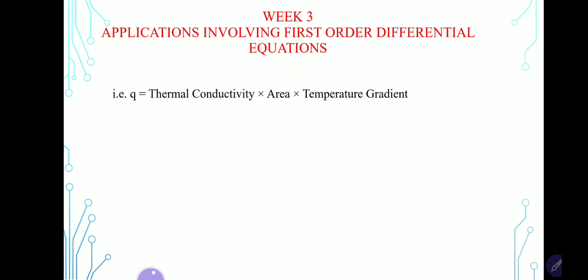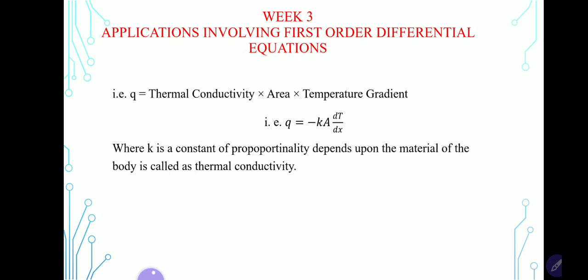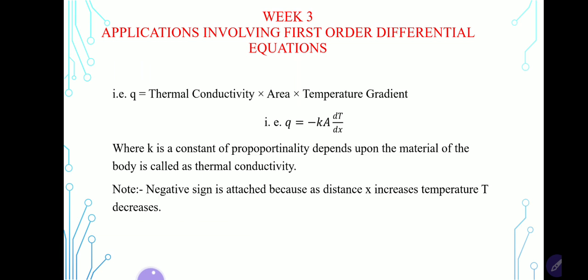In mathematical form we write Q is equal to minus KA dT by dx, where A is the area of the lateral surface of the circular pipe, dT by dx is the temperature gradient, and K is thermal conductivity, a constant of proportionality that depends upon the material of the body. The negative sign is attached because as distance x increases, temperature T decreases. So this is the Fourier law of heat conduction.